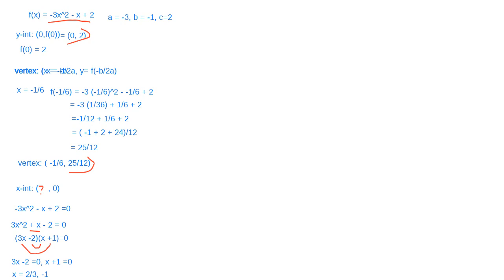So I have 2 x values. Make sense? Yeah. So that means we have 2 x-intercepts. We have negative 1 comma 0 and 2 over 3 comma 0. Those are our 2 x-intercepts. So now we have all this information ready. We have the vertex, we have the x-intercepts, we have the y-intercept, so we can graph. The y-intercept is 0, 2. Let's graph.